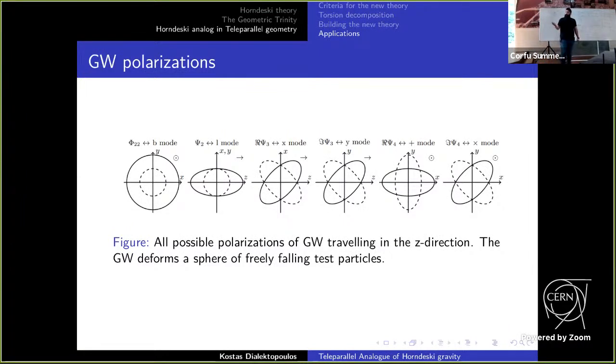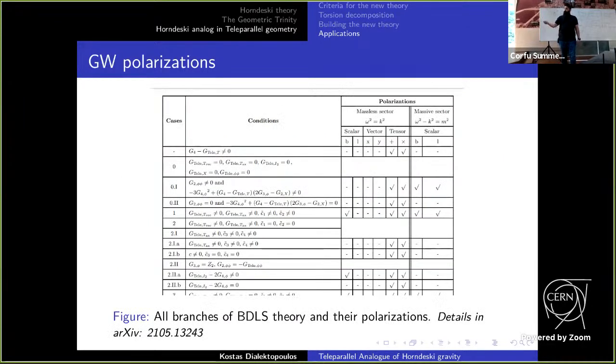We also found the GW polarizations. These first two are related to the scalar modes. These two are the vector modes, and these two are the tensorial modes, known from general relativity. And as you can see here, which you can find in this paper, we classified all the subclasses of this general theory, the teleparallel analog of Horndeski. We found all the polarizations that they predict.